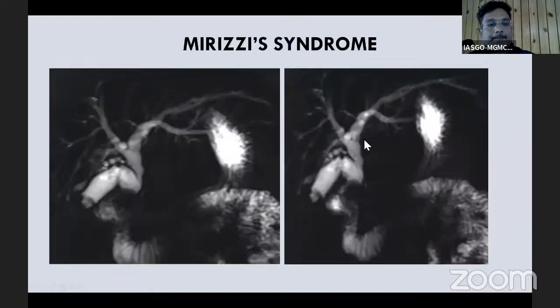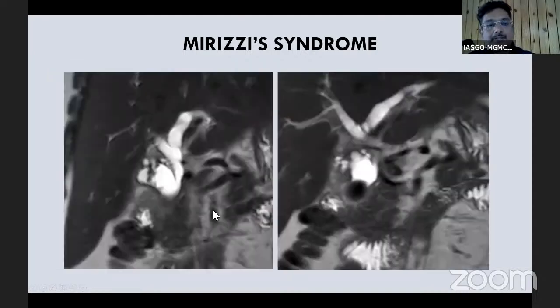The CHD is not visualized. Another case of Mirizzi syndrome where we can see narrowing of the CHD, dilated cystic duct, and wide communication between the CBD and CHD, suggestive of a cholecystobiliary fistula, and the stone has come down from the cystic duct into the distal part of the CBD.